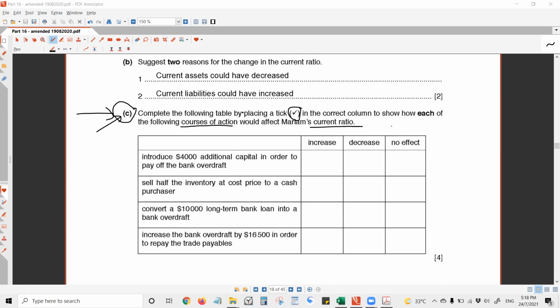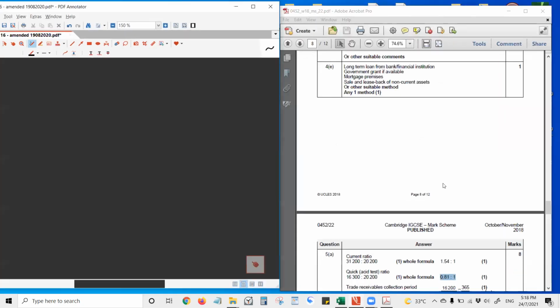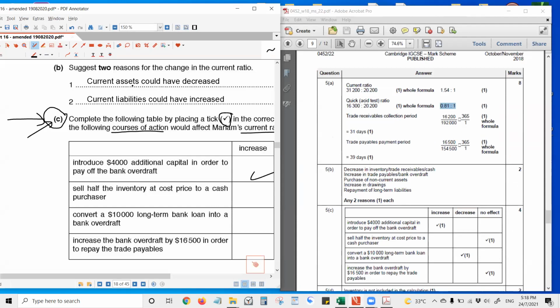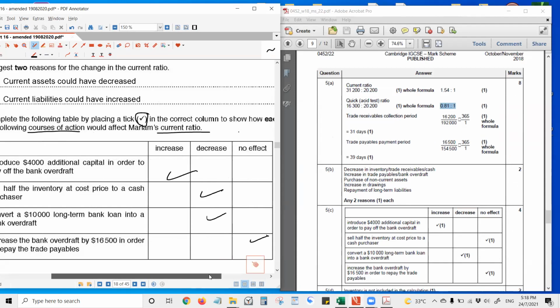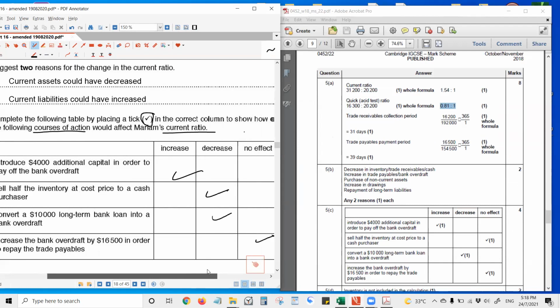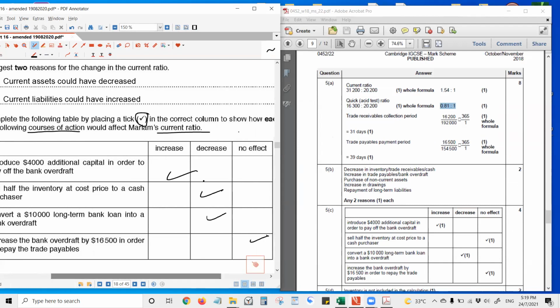First one is increase, then decrease, decrease, no effect. Okay. Let me place the ticks for you. Like this, right? Okay. So I show you the answers. Okay, so a bit of mistakes. Only one mistake, the second one. So let's try to understand the second one. The rest correct, right? The second one answer is no effect.